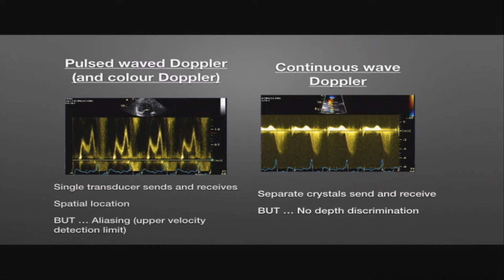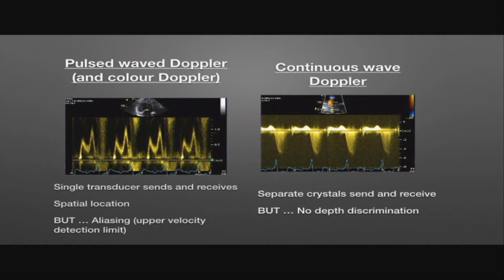But what it is good at doing is that it can tell you what the highest velocity is, so that there's no aliasing with continuous wave Doppler, and you can pick up to 4-6 meters per second flows that are coming through. So this is really important when you're looking for things like stenosis. The problem with continuous wave Doppler is that there is no depth discrimination.